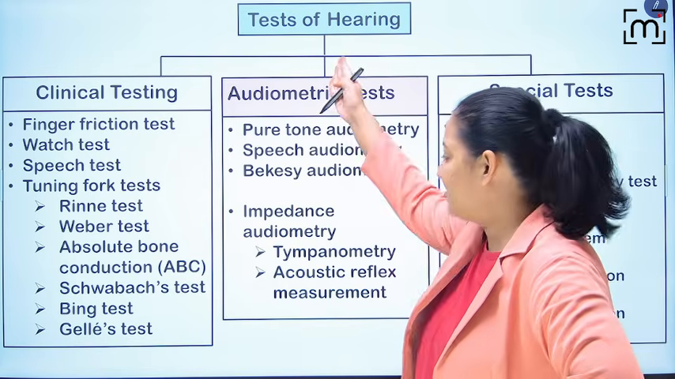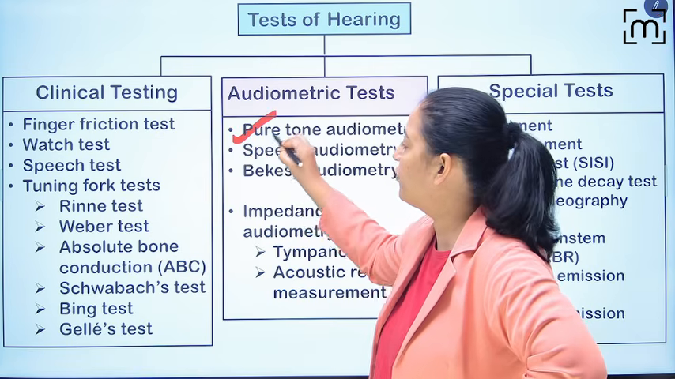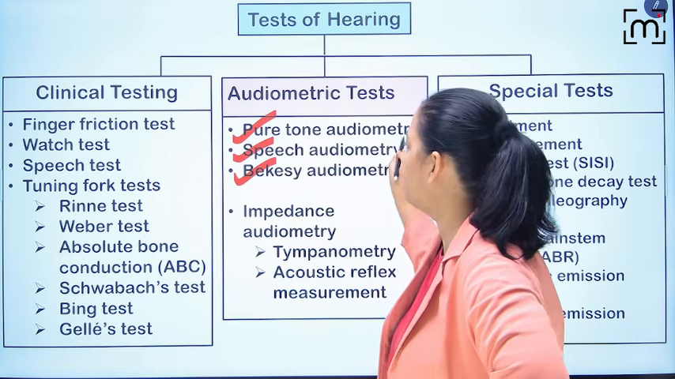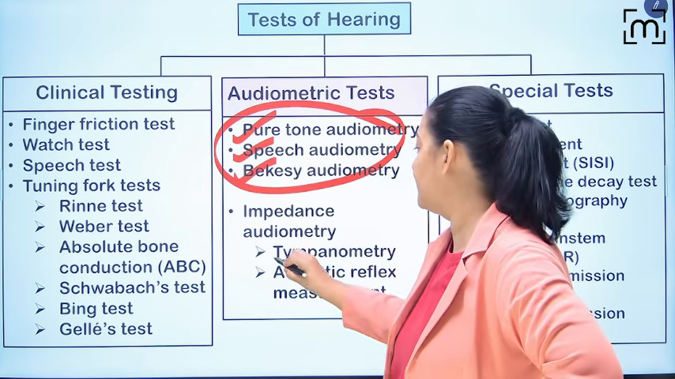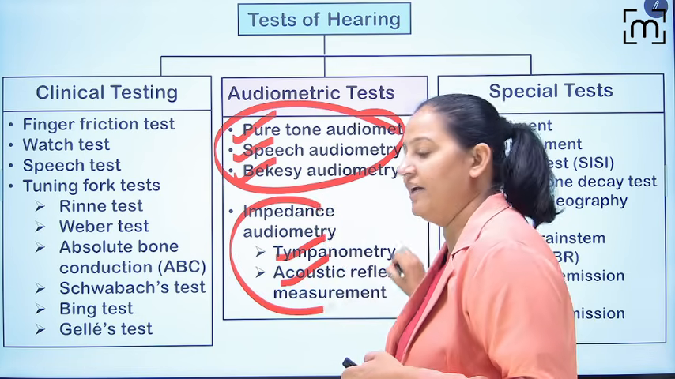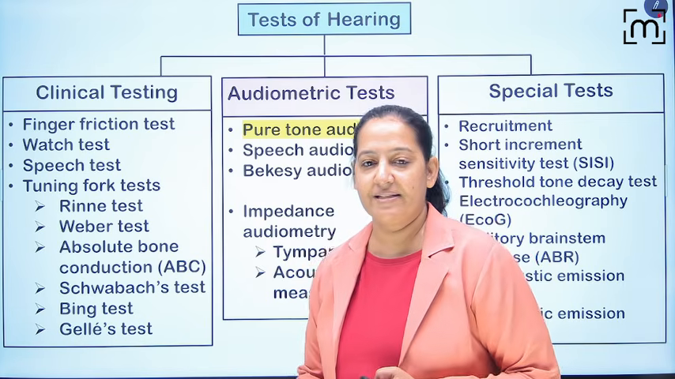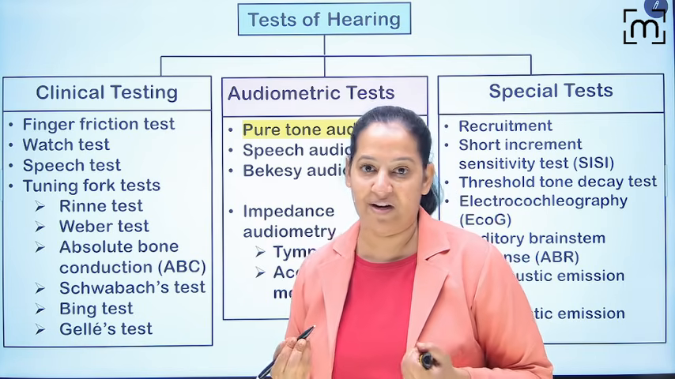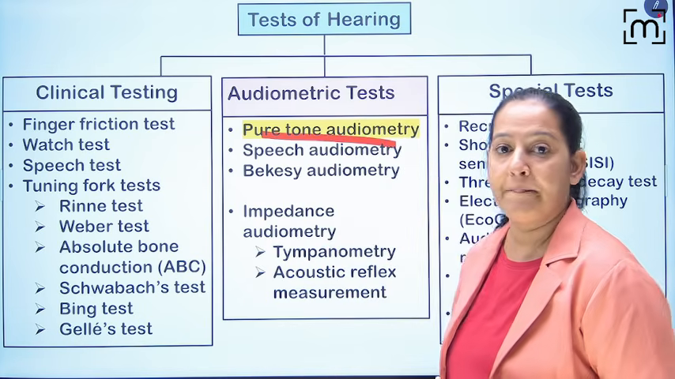Chalo. So I want to teach you these 5 tests: pure tone audiometry, speech audiometry, Békésy audiometry, these 3 are subjective tests; tympanometry and acoustic reflex, these 2 are impedance audiometry, which are objective tests. Okay, total 5. Can I start with the first one? Let's start with the first one. The first one is pure tone audiometry, a subjective test.